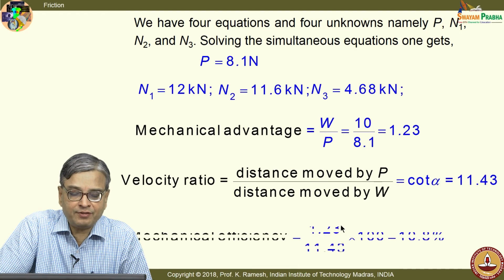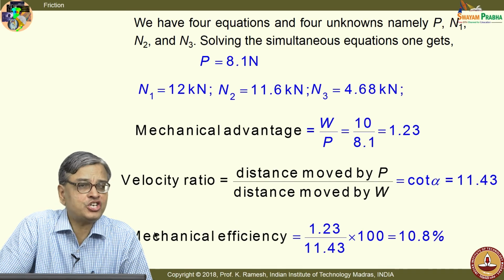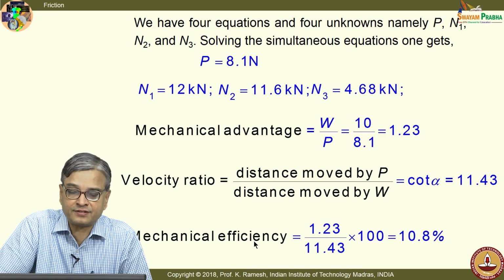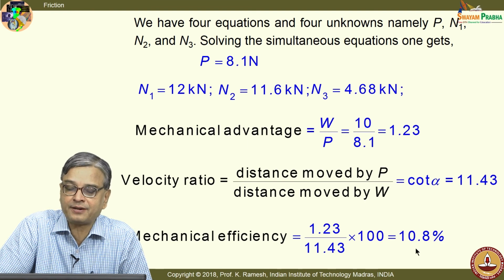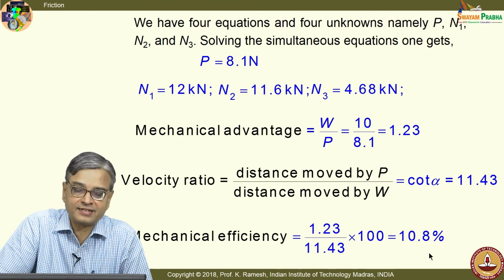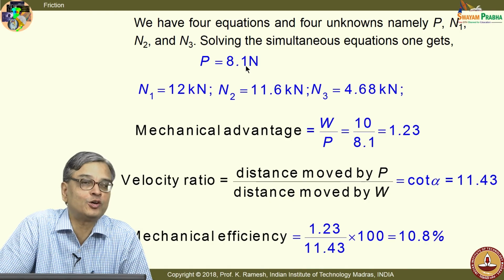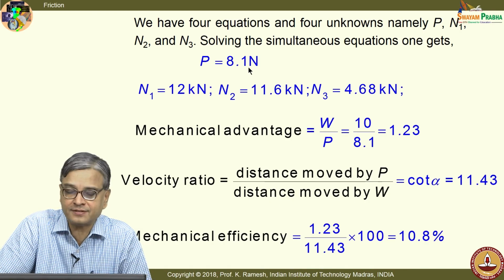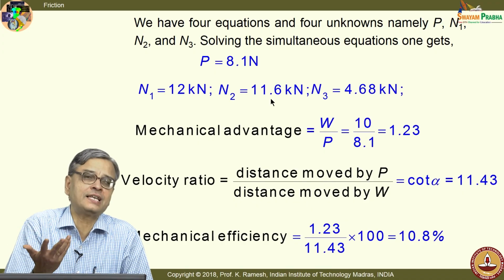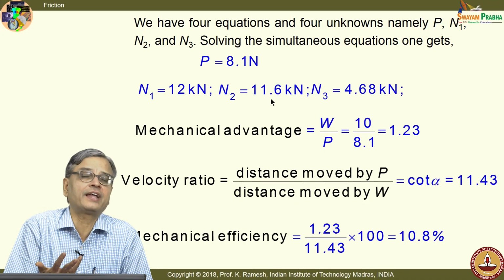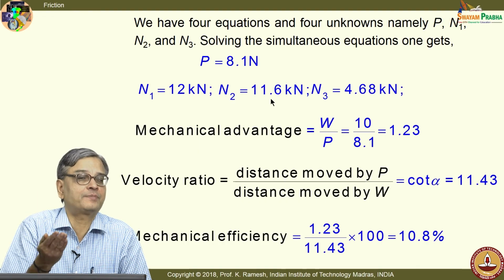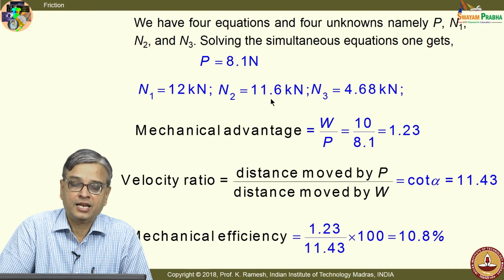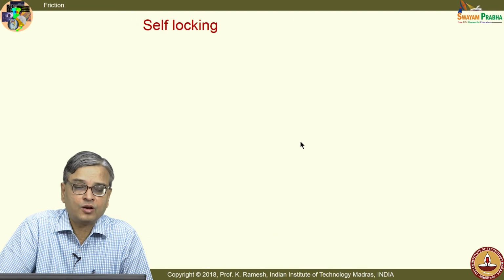And I also have a terminology called efficiency. Mechanical efficiency is given as mechanical advantage divided by velocity ratio into 100. This turns out to be 10.88%. Okay, this indicates that this should have been 8.1 kilonewtons. So please go and check up this. So I have only 10% efficiency, that's quite all right. Okay, but I am in a position to lift a weight comfortably.